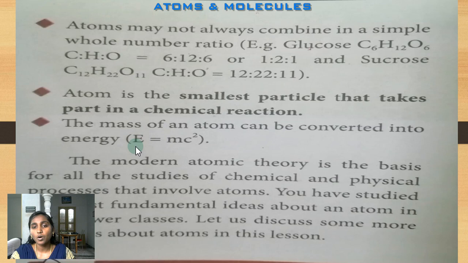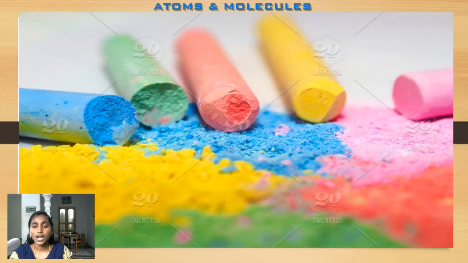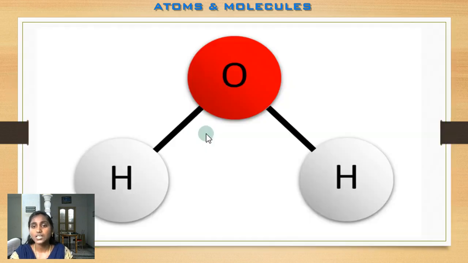So these are the modern atomic theory. Have you understood? This modern atomic theory is the basis for all the chemical and physical processes. These 7 points are the basis for all of them. Once again we can recall. Atom means what? It is the smallest indivisible particle. Then molecule means 2 or more atoms combined together.